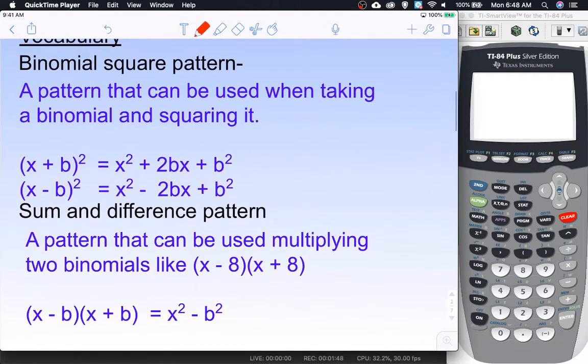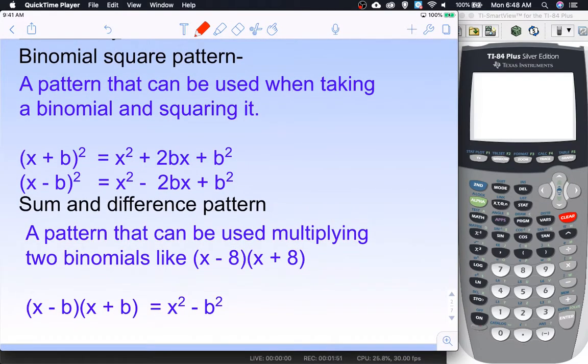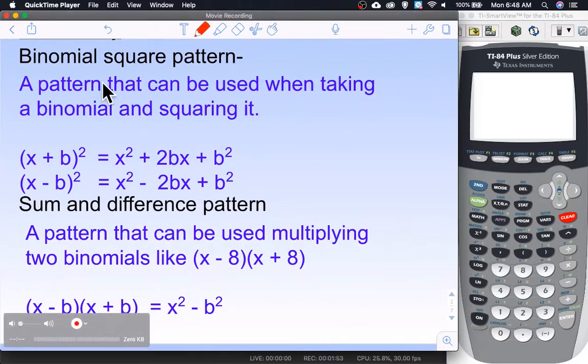Vocabulary, and don't worry about this vocabulary too much. A binomial square pattern is a pattern that can be used when taking a binomial and squaring it. This probably means very little to you right now. This will mean a lot more in practice, and honestly, we're probably never going to look at this page again. But these are some of the things that we're going to be talking about. We're talking about a pattern when you have something that's squared. A binomial is this one. So this squared, and this is kind of what it's going to look like when we multiply it out.